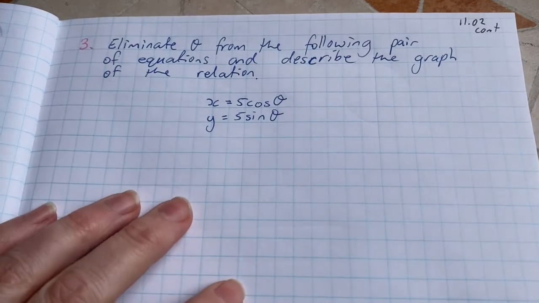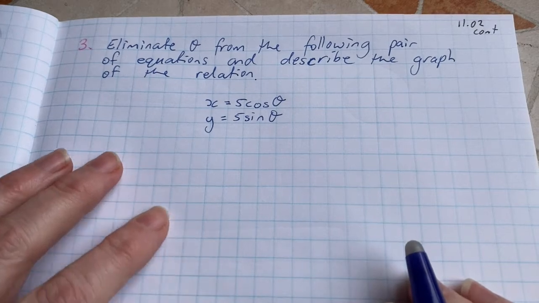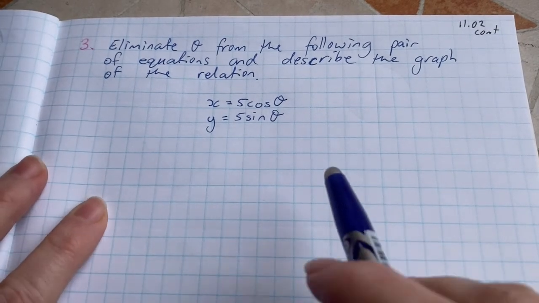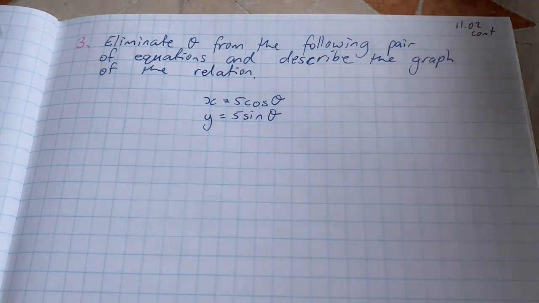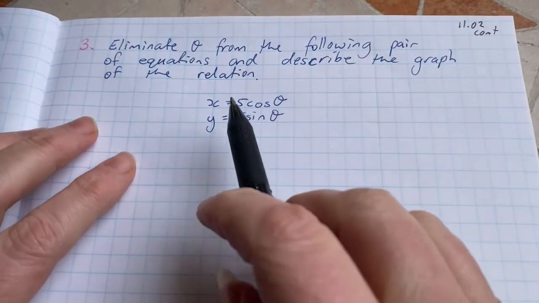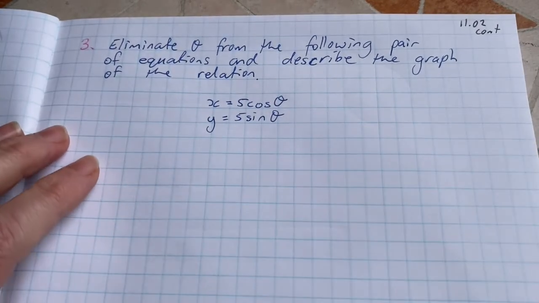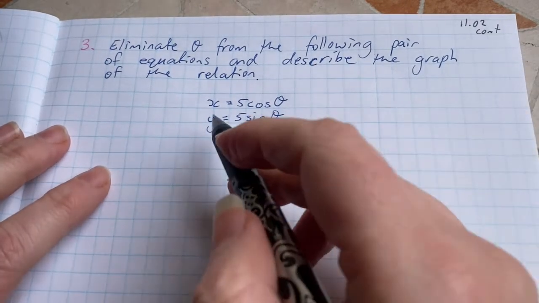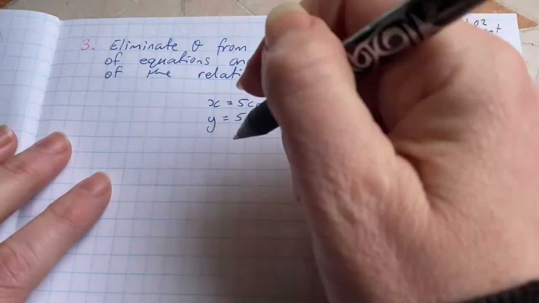Okay, in this final example, we're actually going to look back at parametric equations, which we've already talked about in a previous chapter. You've already seen this, but it's really relevant to do it again right now in terms of what we've just learned. So we have to eliminate theta from this pair of parametric equations, and then we have to describe the graph. Now, if you do remember from parametrics, you may already know the answer to that, but let's have a look at it again.